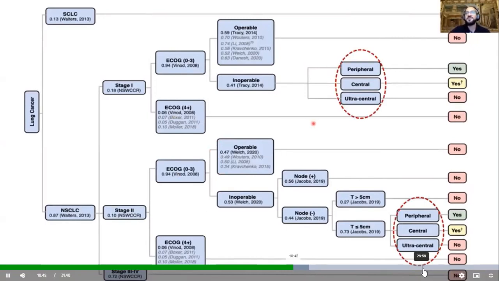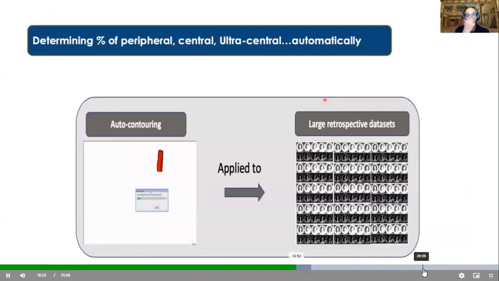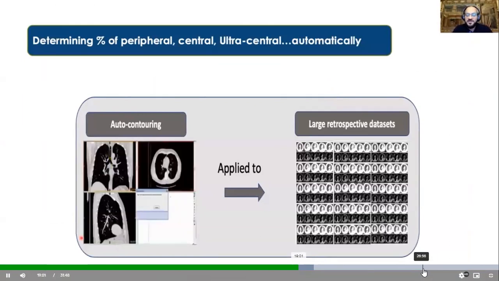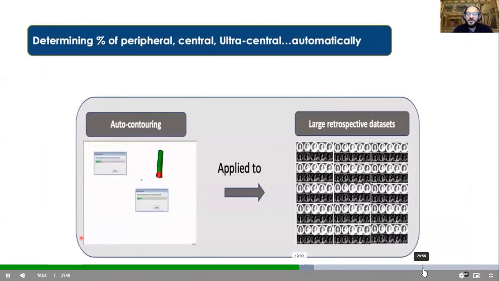Unfortunately, what we were missing from the model was the proportion of peripheral, central, and ultracentral tumors. And as far as we know, this data hasn't been published. And so another part of my PhD was that we developed and validated an automatic segmentation tool that would be able to automatically contour the bronchus and then the distance to the tumor, which is how they commonly define tumor centrality. And this tool is fully automatic, which means that we can apply it on as many data sets as we want, sort of like in data mining.